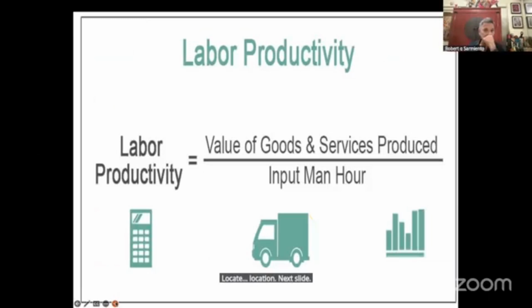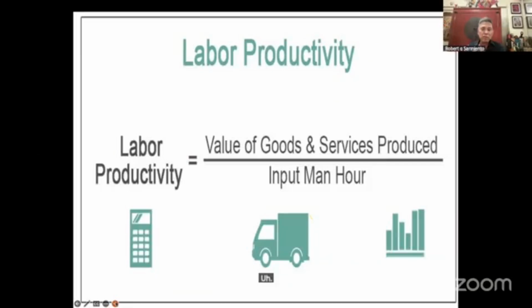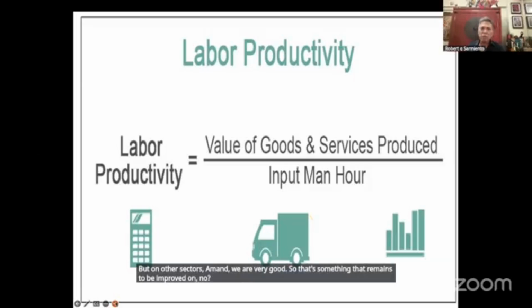Labor productivity, as I said earlier, there are some sectors, not all, wherein we do not give the value much, meaning mabagal tayo or medyo hindi tayo kasing galing ng Vietnamese or ng mga Indonesian, no? But on other sectors naman, we are very good. So that's something that remains to be improved on, no? And the Filipinos are really improving. Next slide.